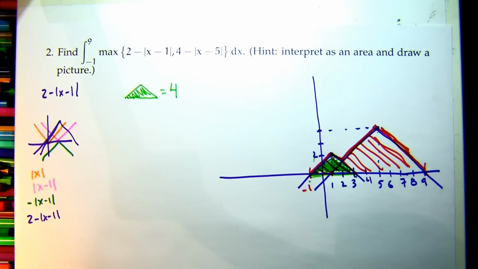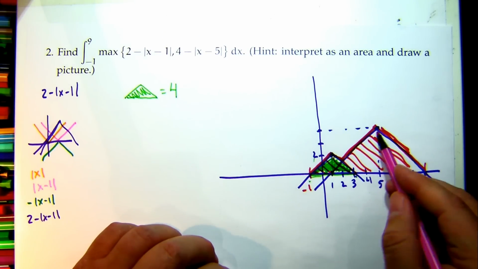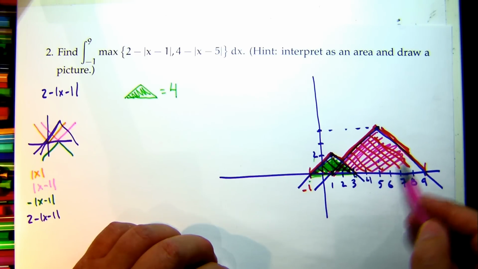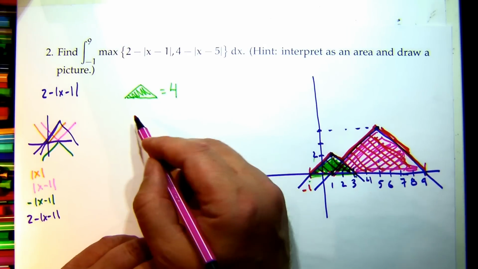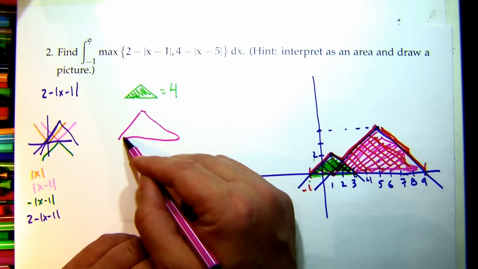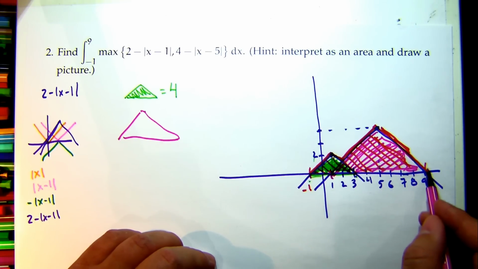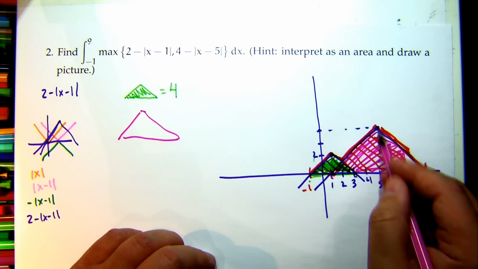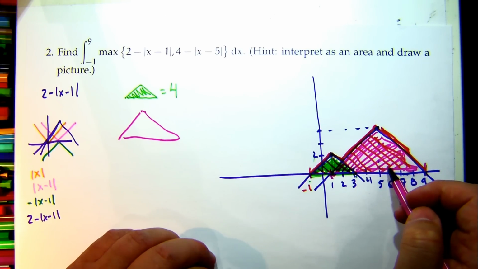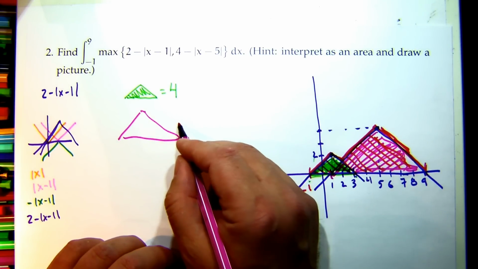Now let's do the area of a bigger piece. So suppose I want the area of this piece here. That one's a very large piece. So I'm going from 1 to 9, so that's 8. Height is 4. What's the area? 16.